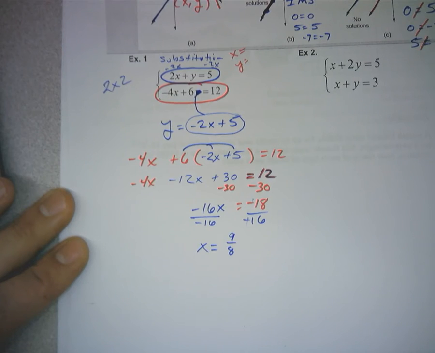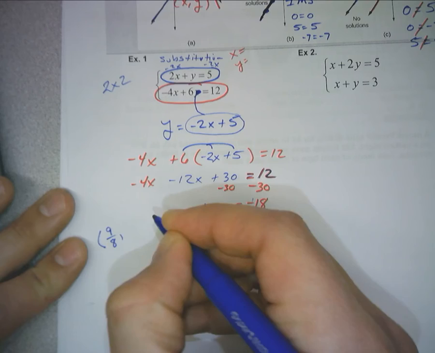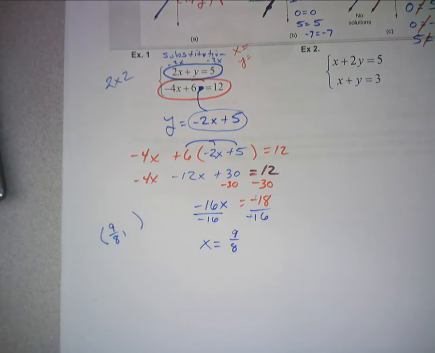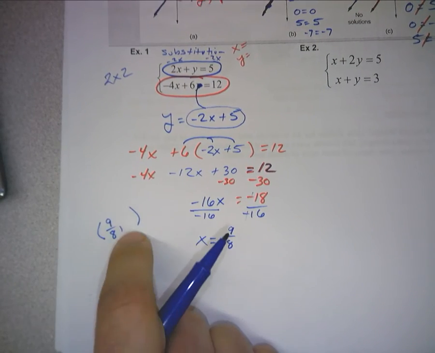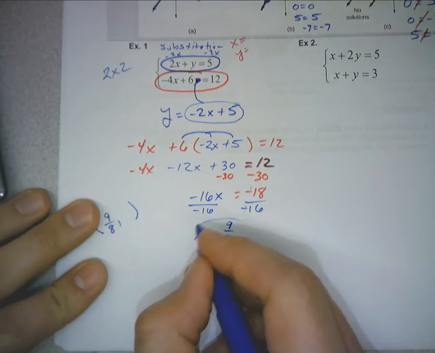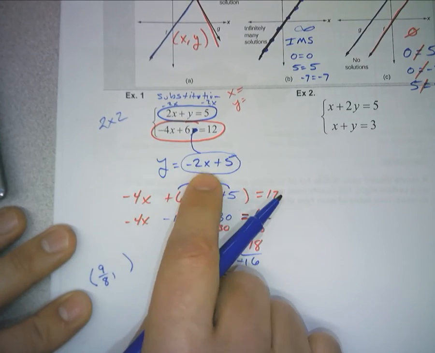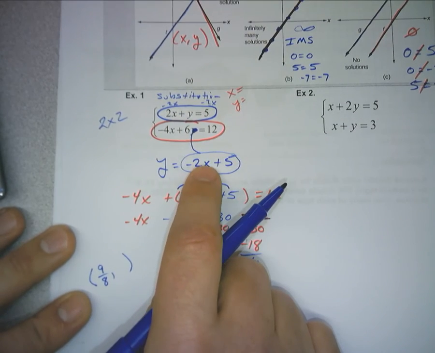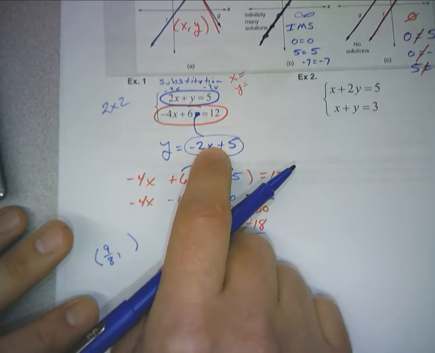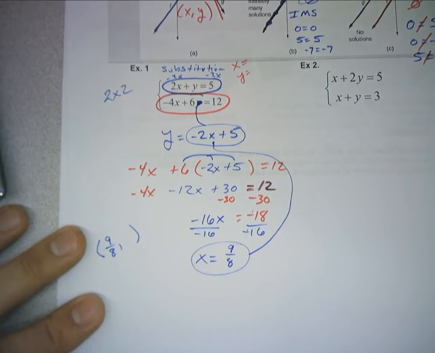Okay. So again, we're trying to get a coordinate point, x comma y. So right now we got 9/8 comma something. So we still need to find the y value. Well, we can take this x value and we can plug it into the top one, the bottom one, or this new equation that we created. And that's usually the one I would plug in. I would just take this guy and plug it right in there.